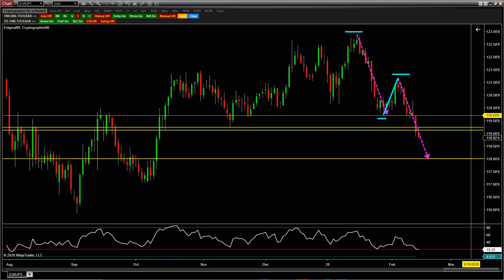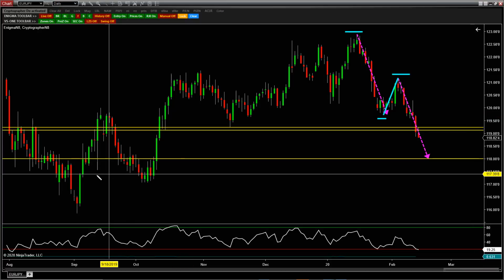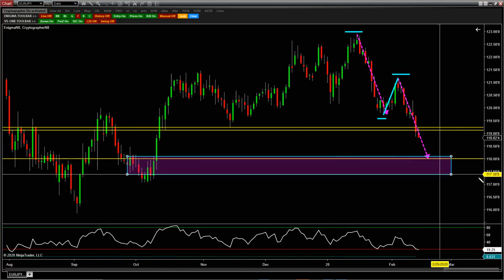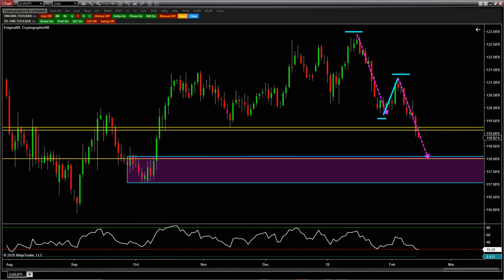They're not the most important thing in the world. Don't get me wrong. I wouldn't just look to trade them by themselves, but they can give you clues when you're really trying to pin down a level. And you can see, looking left, right, this was the level of structure that we initially looked at, this zone from right here to right here. And you can see that 118 even handle comes right at the beginning of that zone. So it's something that I certainly want to pay attention to.